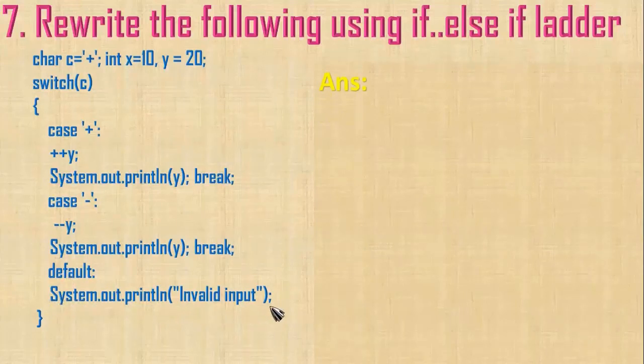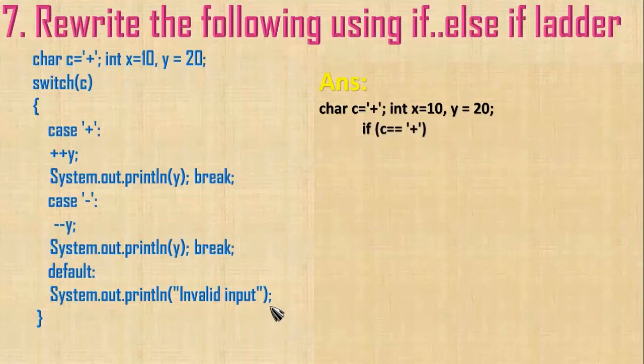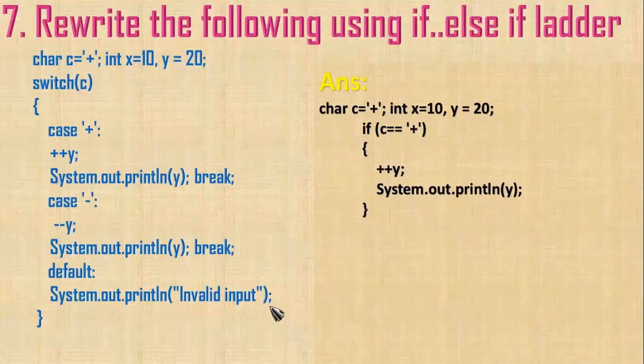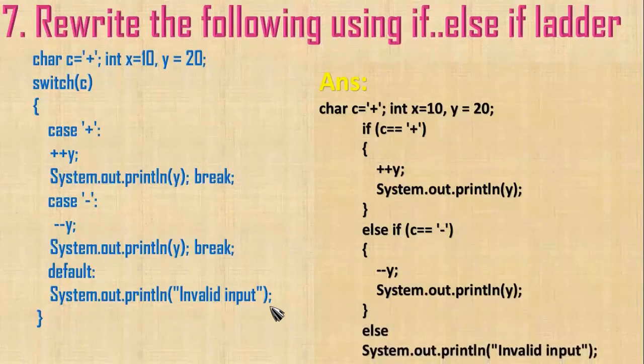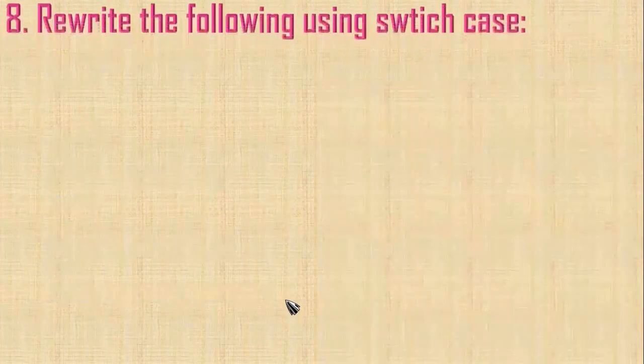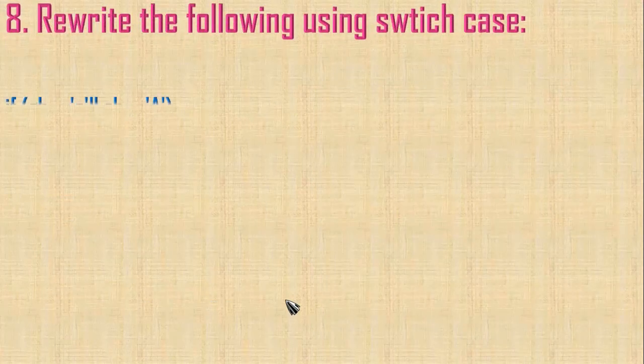So as given, we will initialize the values and then we will not have switch. Instead of that, we will have if condition. If C is equal to plus, then it will add y, then it prints, then we close the bracket. If case is minus, then minus minus y and then we print y, then we close else if. Else, here will be invalid input. Next question, rewrite the following using switch case.